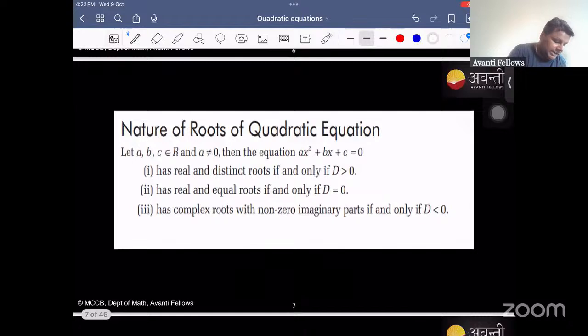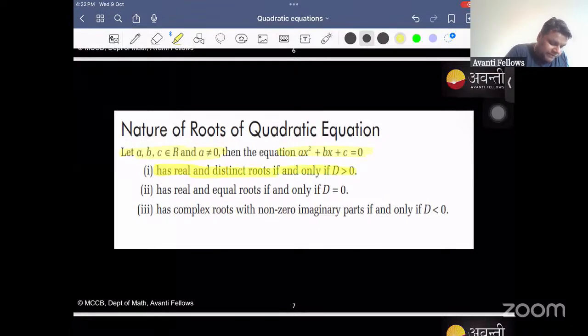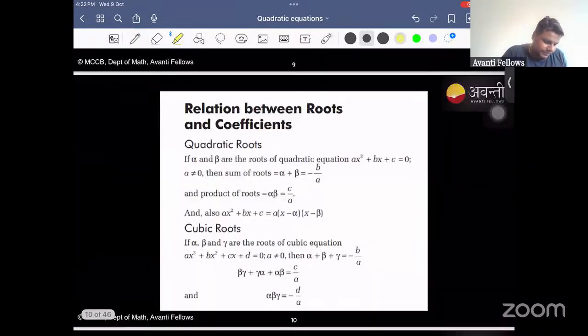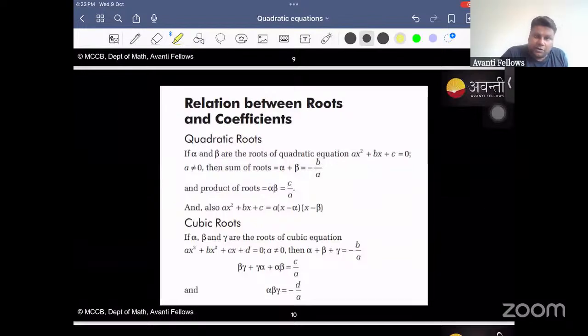So this is the point they are explaining here. If a, b, c belong to real numbers, a not equal to 0, then the equation has distinct and real roots if D is more than 0, has real and equal roots if D is equal to 0, has complex roots with non-zero imaginary part if D is less than 0. Got it? So now, relation between roots and coefficients.